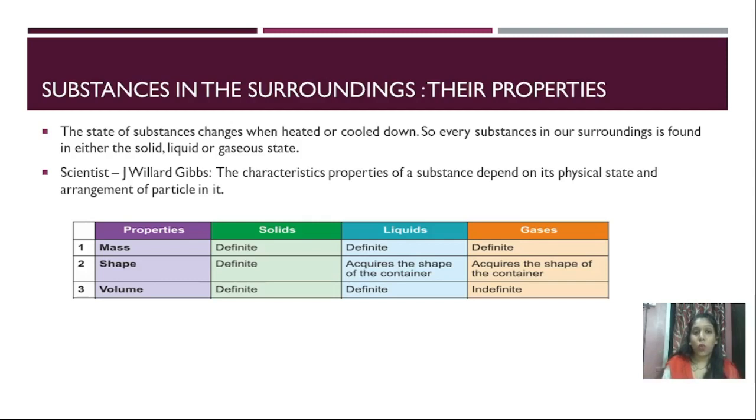The solid's volume is definite. The liquid's volume is also definite. So whenever a solid is kept anywhere, it has the same shape, and the volume does not change. Liquid also, the volume does not change. It is definite. But for gases it is indefinite, because if the pressure of the gas changes in any container, the volume of the gas also changes. So these are some three properties of solids, liquids and gases.